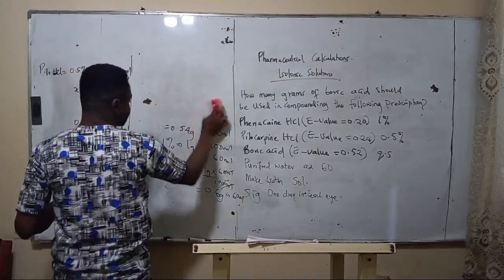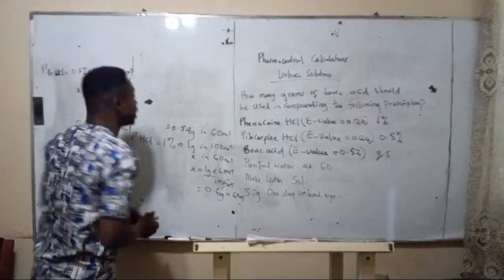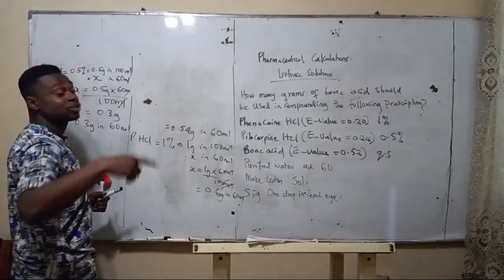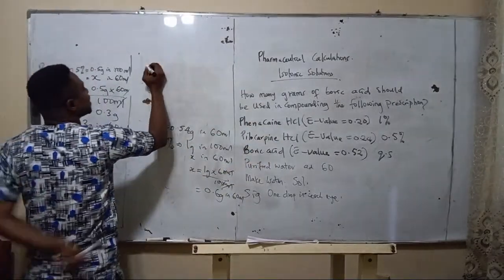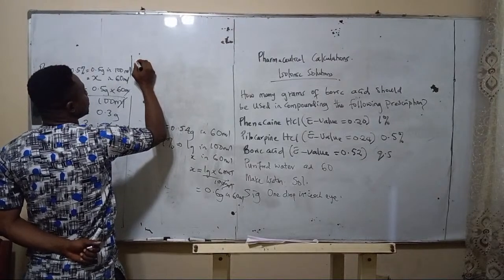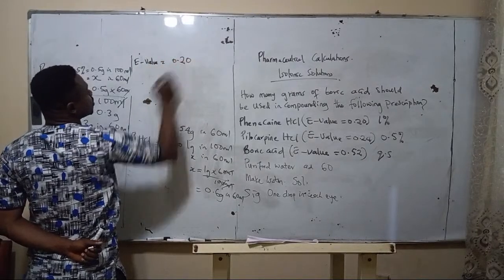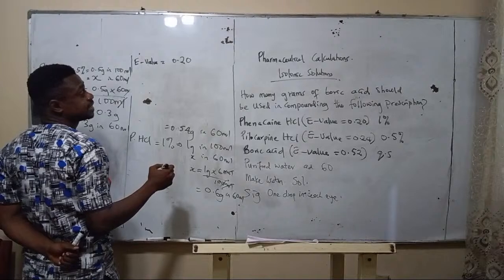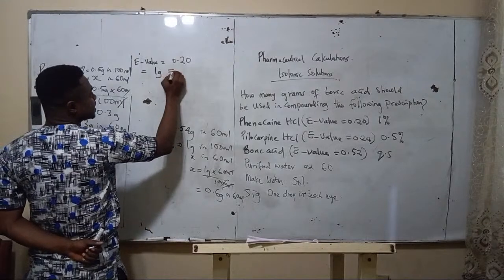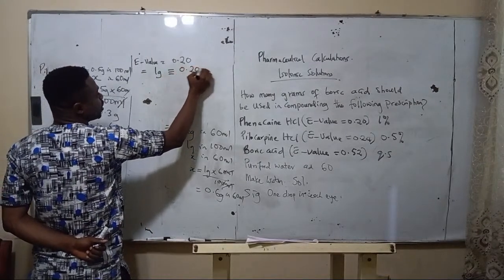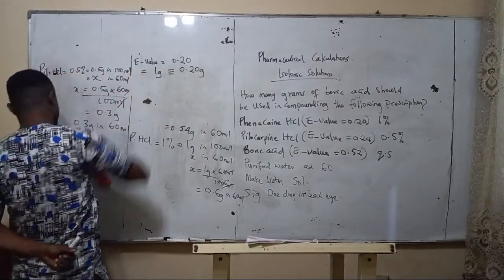So what it means is that if we have 0.6 gram of pilocarpine in 60 mL, remember everything is 60 mL, and the sodium chloride equivalent of phenacaine is 0.2. What it means is that if the E value of phenacaine hydrochloride is 0.2, 1 gram of phenacaine has the same tonicity as 0.20 gram of what? Sodium chloride. That's the meaning.